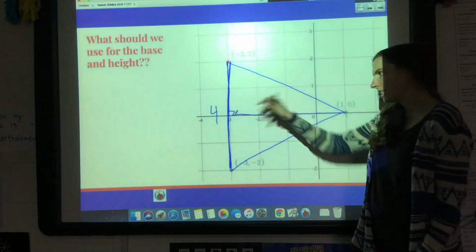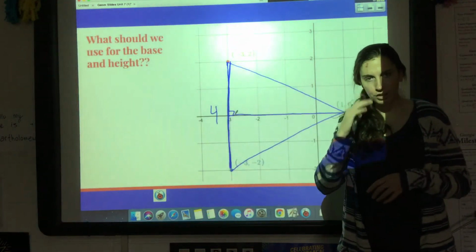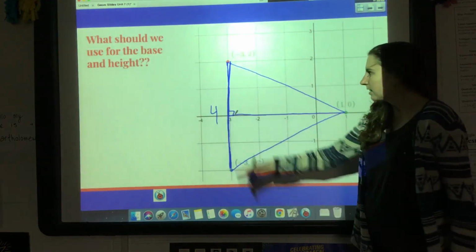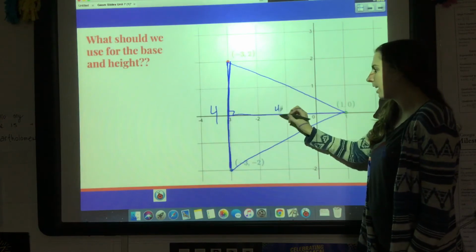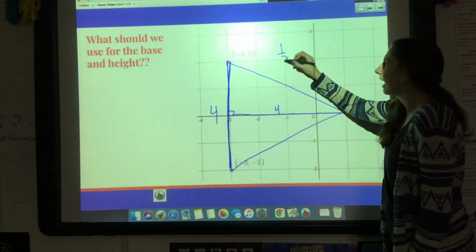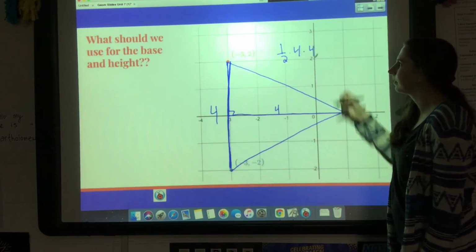So basically, anytime you can use the grid lines to your advantage, try to do that. In this case, that would be the base. This would be the height, 1, 2, 3, 4. And the area of this triangle would be 1/2 times the base times the height.